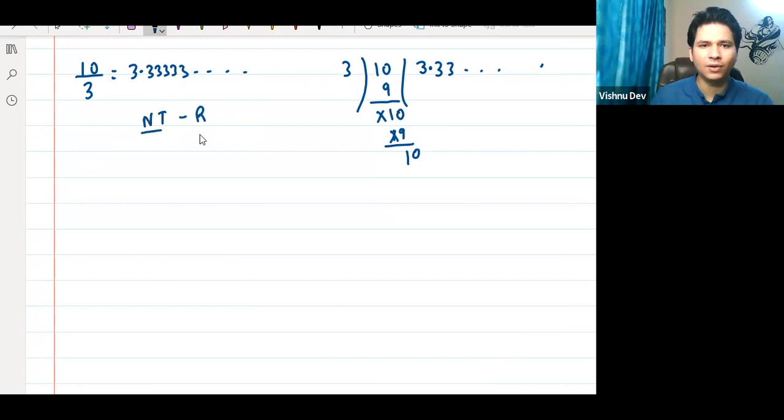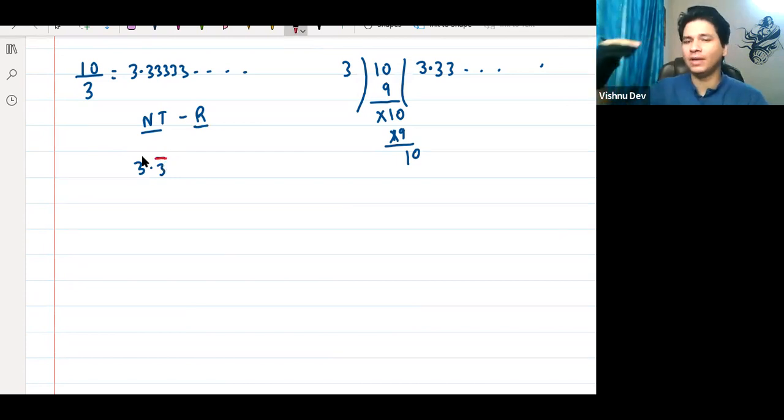Non-terminating and repeating. Yes or no? So instead of writing this multiple times, I will just write 3.3 bar. Okay, 3.3 bar. So if you have a bar on any digit, it means that that digit is repeating. Okay, समझ में आया? Yes or no? For example, if I'm having, right? Yes, correct, Aditya. Very good.